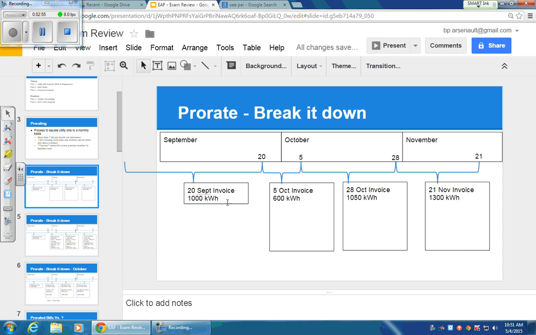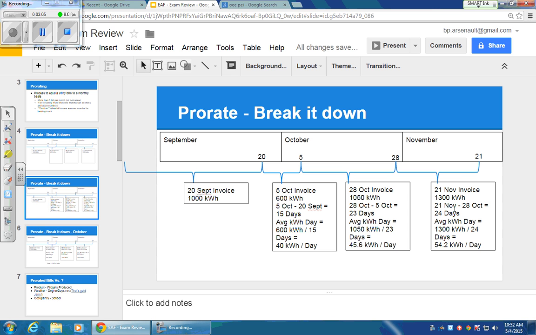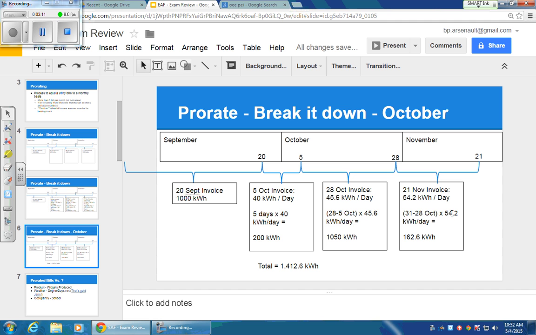The second invoice, which was the 1,050, well, we know we use all of those in the month of October. I did the math here, but realistically we can just take that number. The last piece, the 3 days, worked out at 54.2 kilowatt hours per day. So we just add that in. So again, 3 days times the 54.2 is this number. We add all those three numbers up and we get a total of 1,412.6 kilowatt hours.